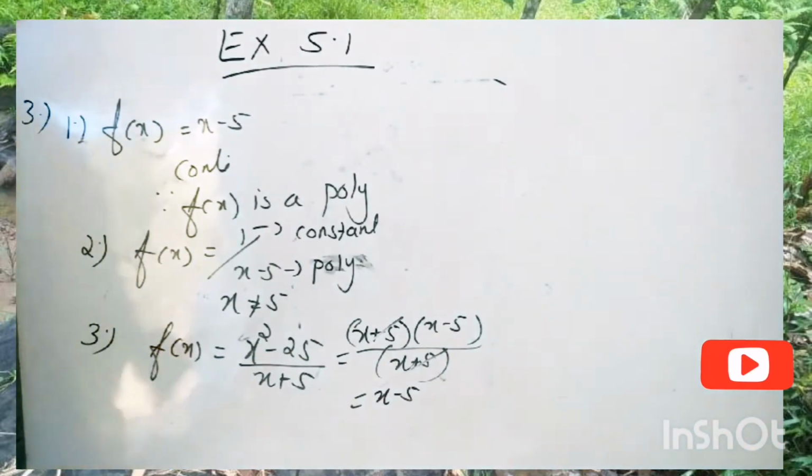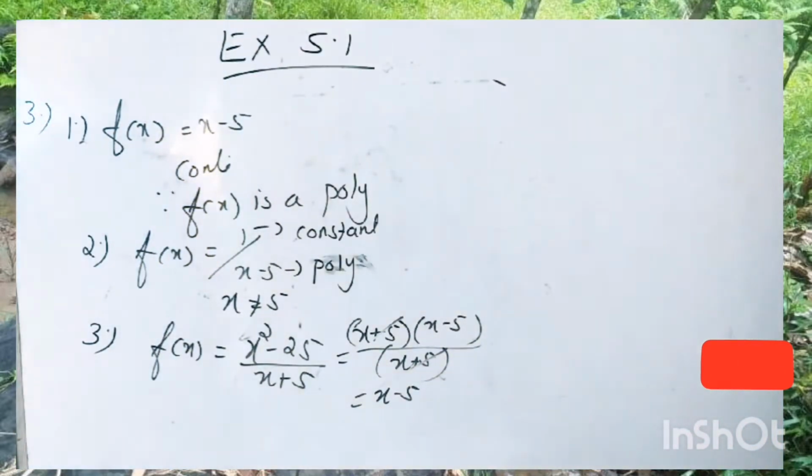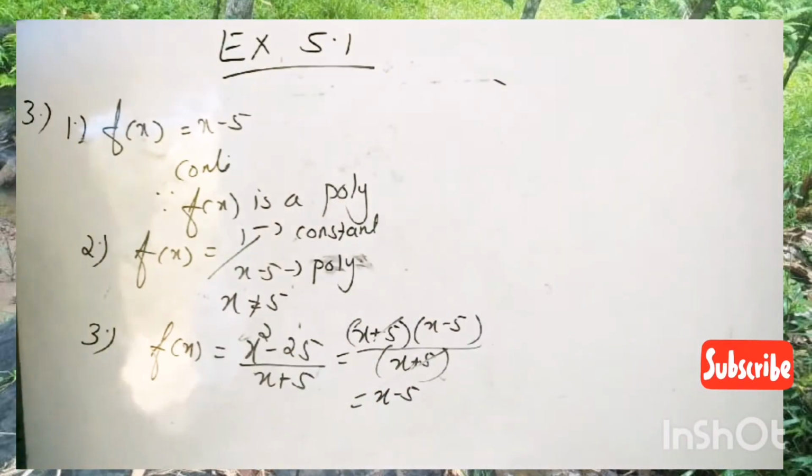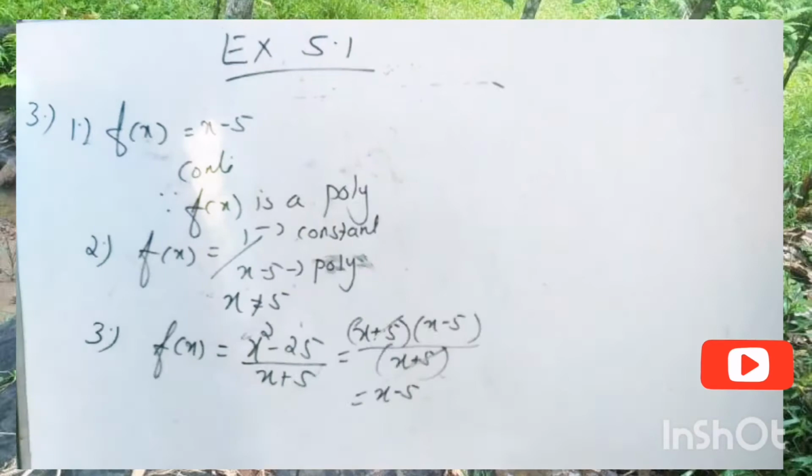Numerator in the form a squared minus b squared, and we know that a squared minus b squared is a plus b into a minus b. So we finally get our f of x is x minus 5. This is a polynomial, x minus 5 is a polynomial. So f of x is continuous at all values of x.